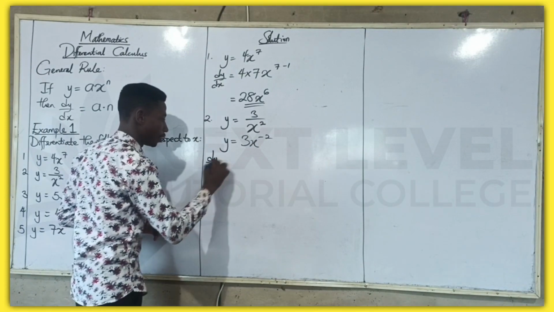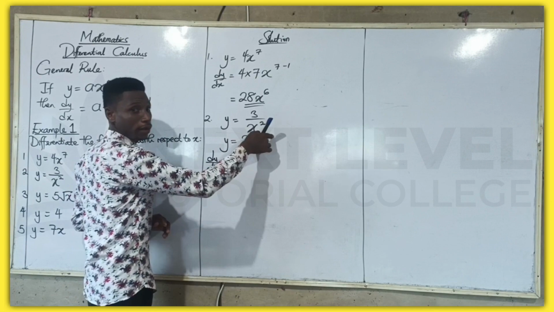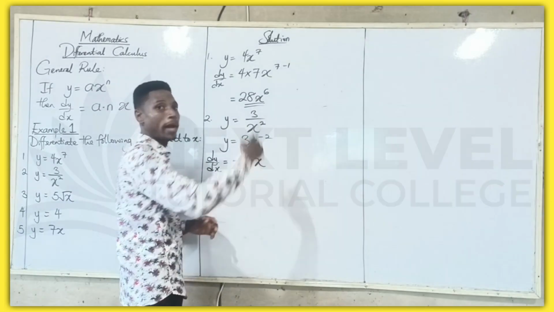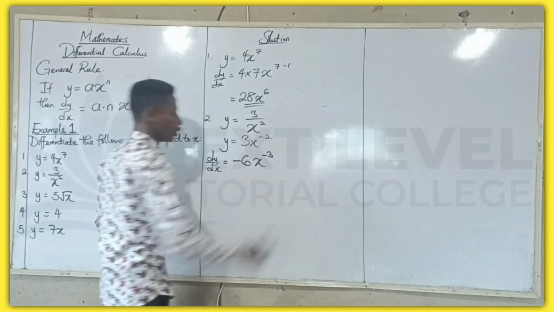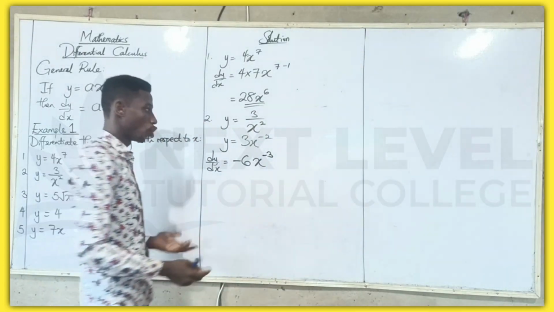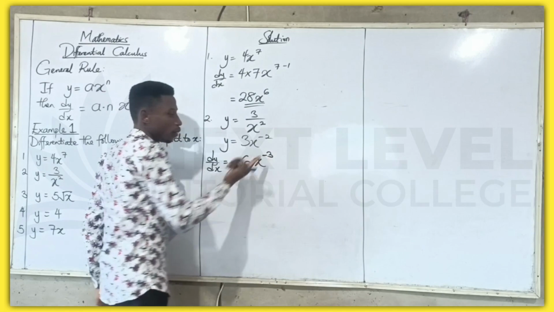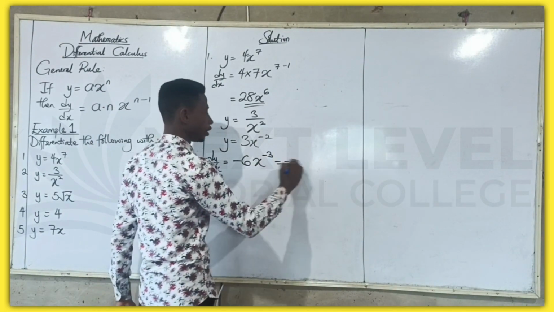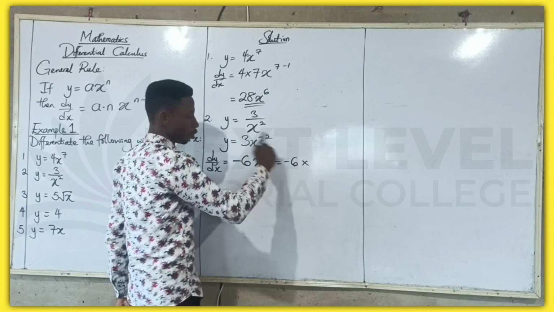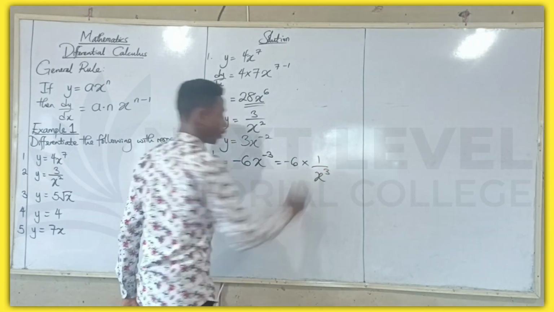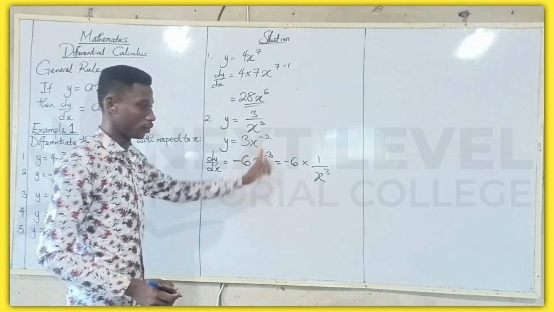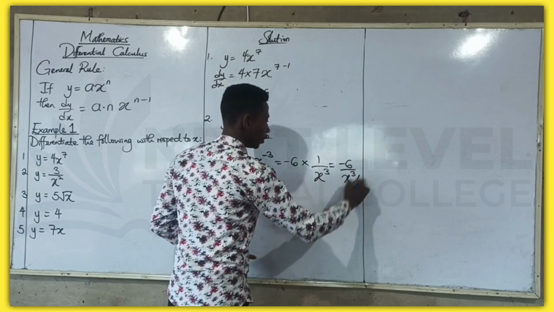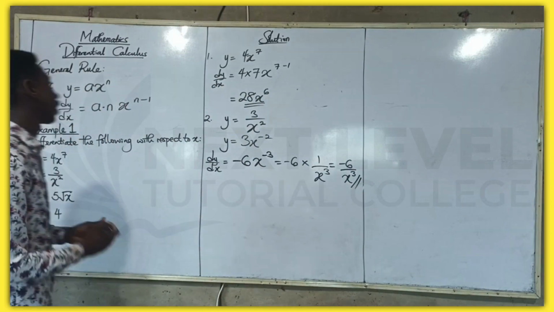So we can say dy/dx is equal to 3 times minus 2, that is minus 6x raised to the power minus 2 minus 1, that is minus 3. Now, do we leave an answer like this? No, we do not leave negative powers in our final answer in mathematics. So what do we do? We know that this is minus 6 times 1 over x raised to the power 3. That is the effect of the minus there. So that will be minus 6 over x raised to the power 3, and that is our final answer.